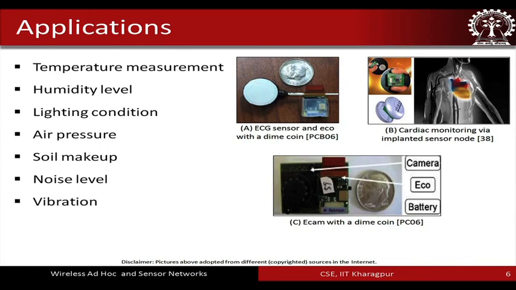So, here on the right hand side, what we see are some healthcare applications of sensor nodes, sensor networks. Later on in another lecture, we will talk about how sensor networks can be used for healthcare, where on a human body the sensor nodes can be deployed, and these sensor nodes will be sensing different physiological functions, and they are going to send the sensed information to the base station for further analysis.